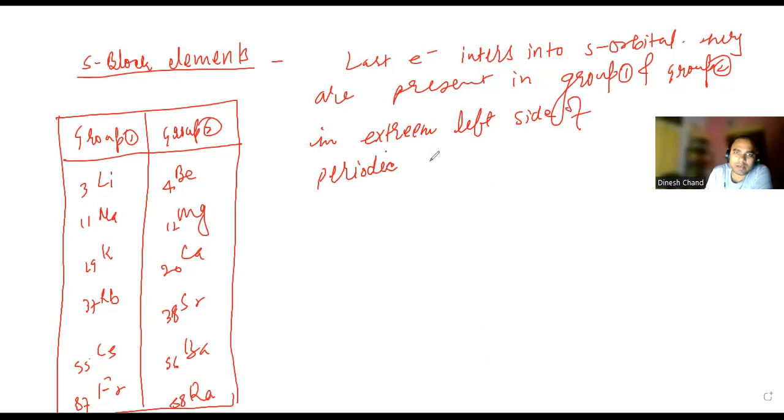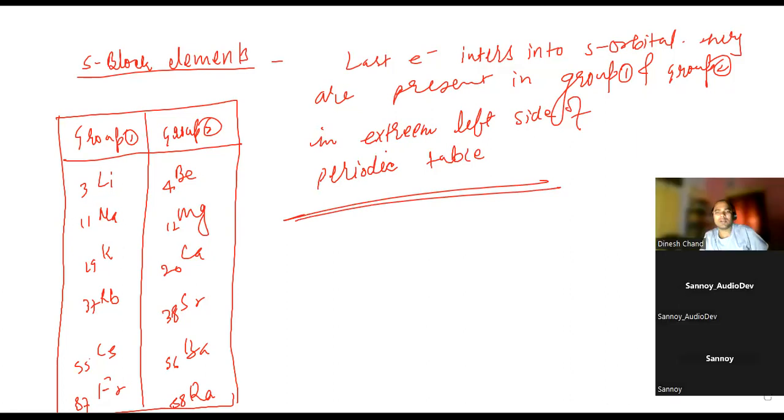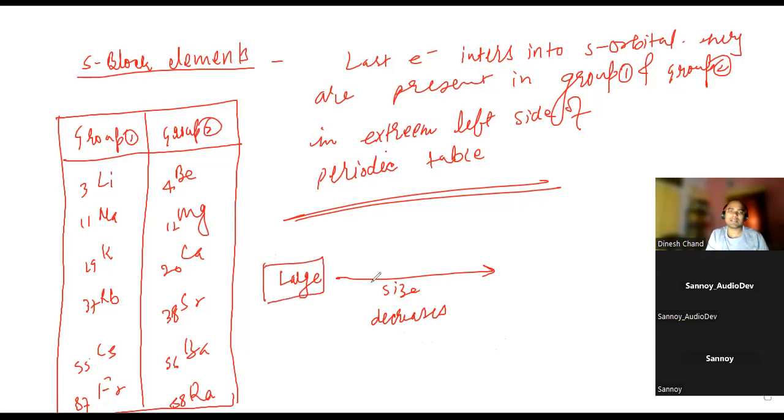Tell me, if they are on the left side, what will be the size of these elements? Large or small? Left to right size decreases. What will be the size of S block element? Sir, they are generally the smaller elements, but their size increases down the group. So large size, because they are on the left side, they are large in the period, and here is small size.